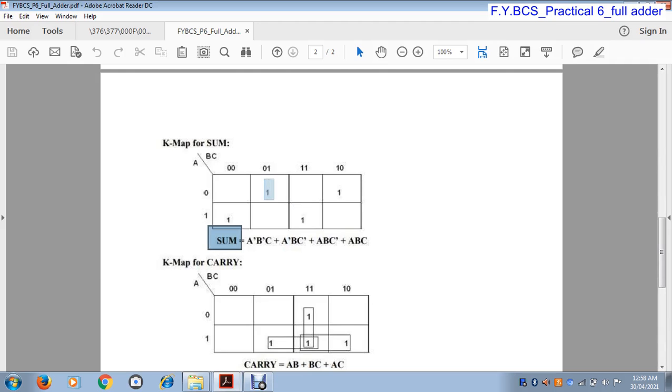So once again I repeat, we write the logical equations for sum. We write the equation for this one, which is A bar, B bar, C. Plus, for this one, A bar, B, C bar. Then for this one, A, B bar, C bar. And for the last one, the equation is A B C. So in this way we write the sum equation.